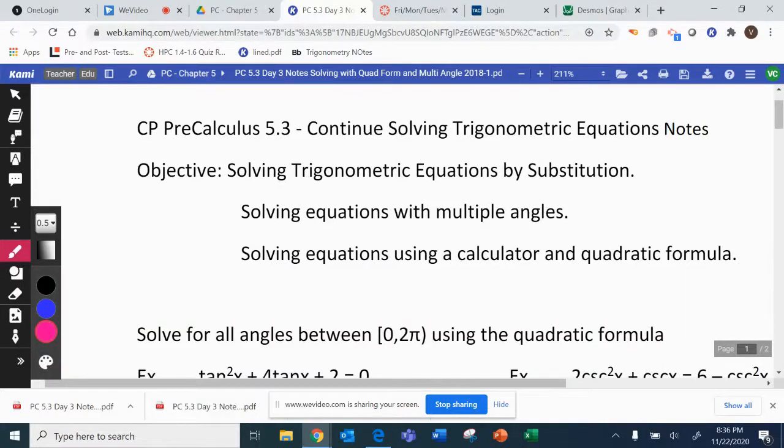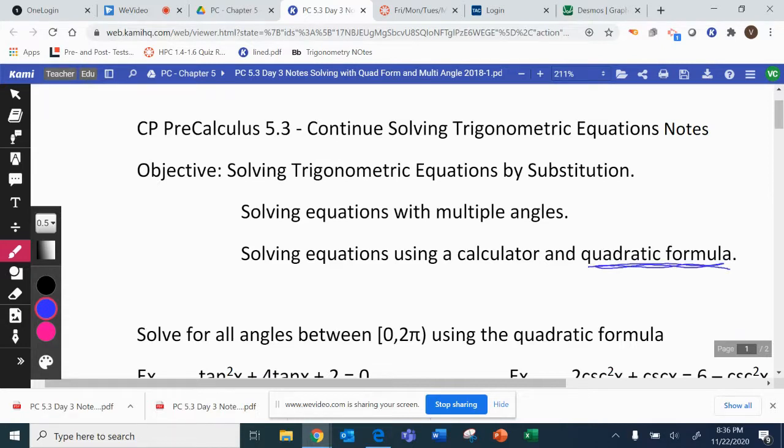All right, pre-calculus section 5.3. This is the fourth section, and we are still solving trigonometric equations. For this one, we are going to solve some of these by using the quadratic formula, which you will need your calculator to do.